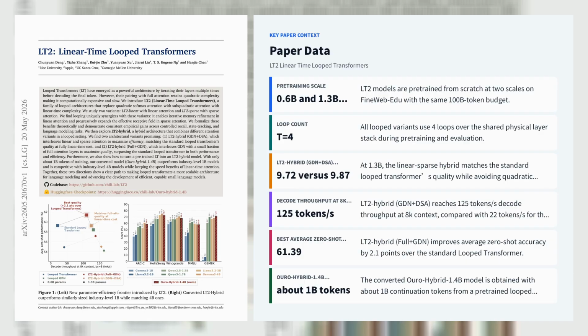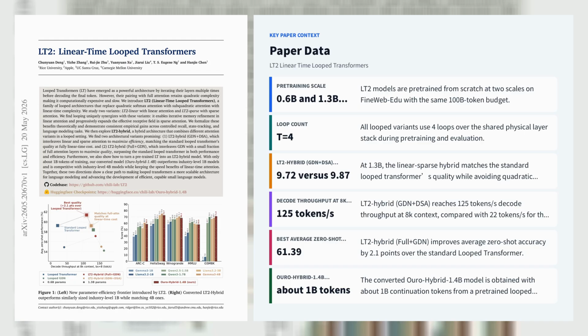perplexity 9.72 versus 9.87, and reaches 125 tokens per second decoding at 8K context, about 5.7 times faster than the 22 tokens per second baseline. The strongest model, LT2 hybrid full plus GDN, improves average zero-shot accuracy by 2.1 points to 61.39 and achieves 2.7 times faster decoding, establishing a new quality-efficiency Pareto frontier.